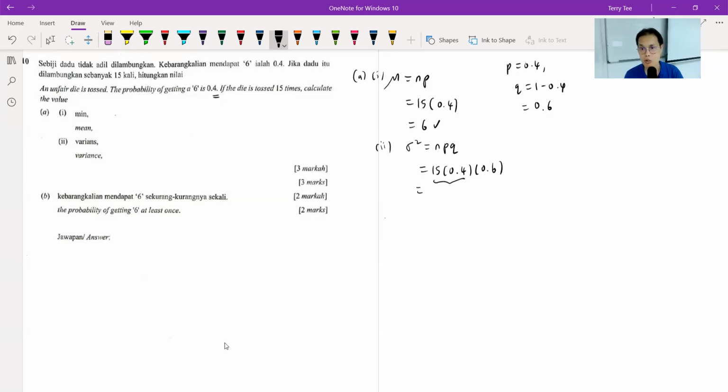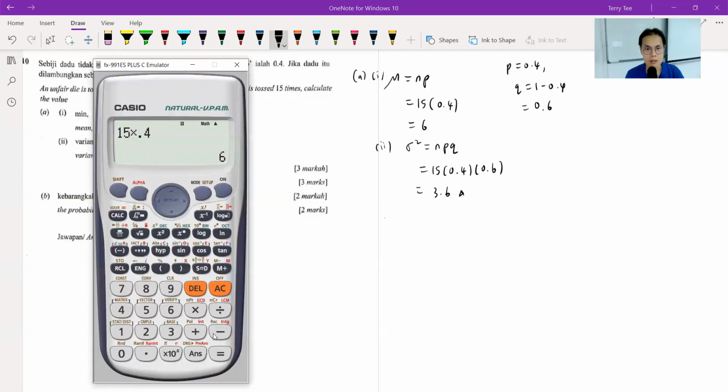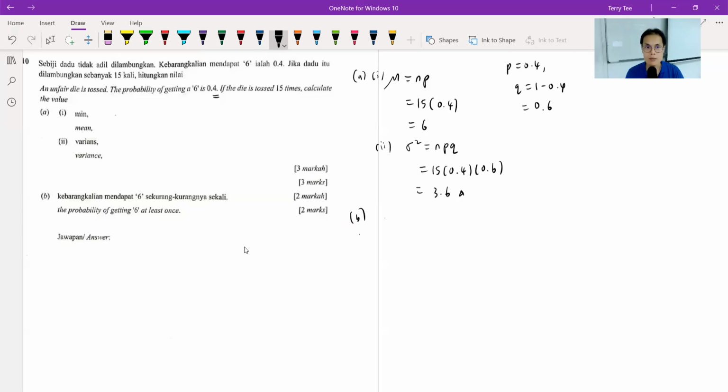You multiply by 0.6. 6 times 0.6 is 3.6. Yeah, again, you can just take this calculator, multiply by another 0.6. There you go, 3.6. Okay, next one, part B.